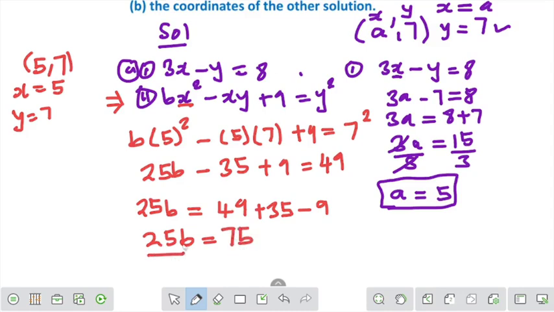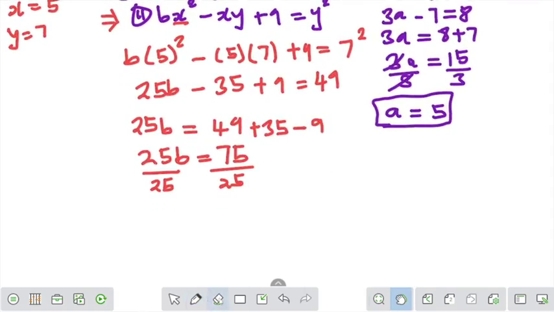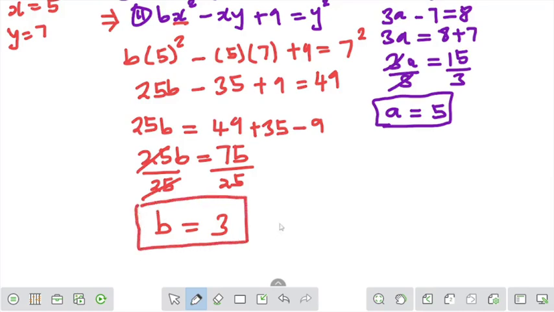So we need to find the value of b. Divide both sides by 25. We can now cancel this 25 and this 25. b is equal to, now 25 into 75 goes 3 times. So b is equal to 3.